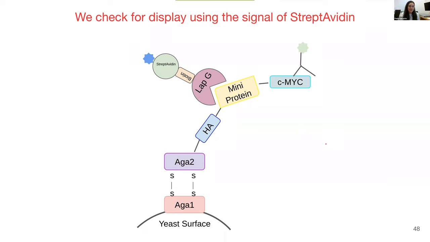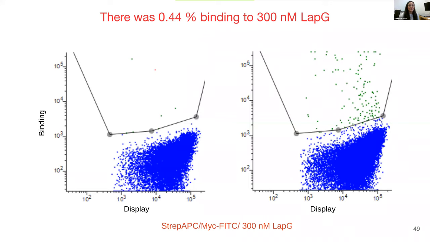At the same time that I was waiting for the oligo pool to arrive, I also purified the LabG protein, biotinylated it, and then bound it to streptavidin. The idea is that now you can check for this signal where your mini protein should be bound to LabG and also displayed. And so this was the data, and that was a really exciting day because this is the control. We definitely saw binders. That was the first time seeing them as well. That was really, really exciting.